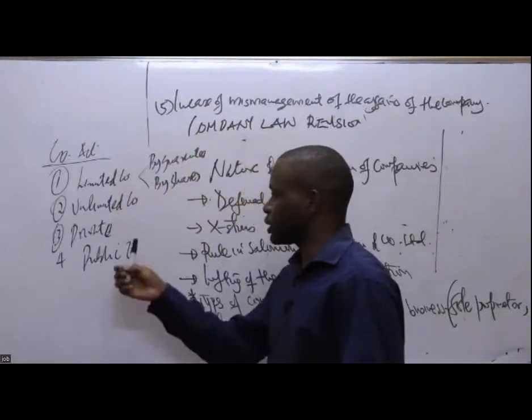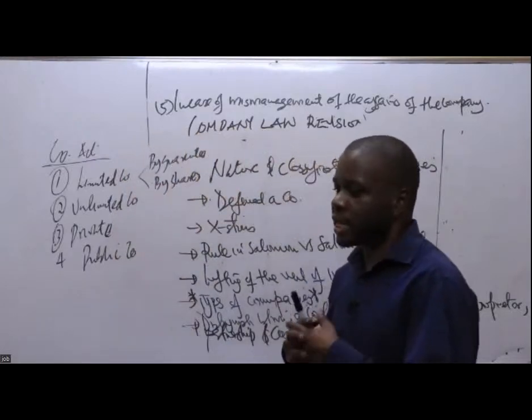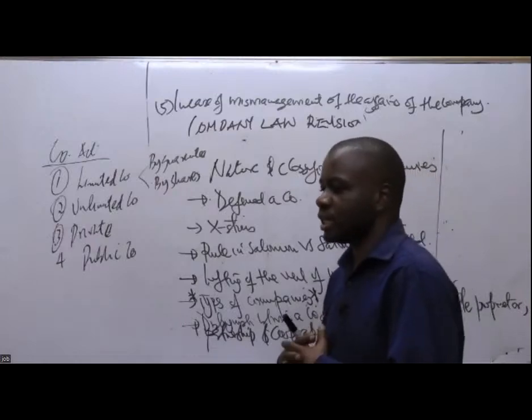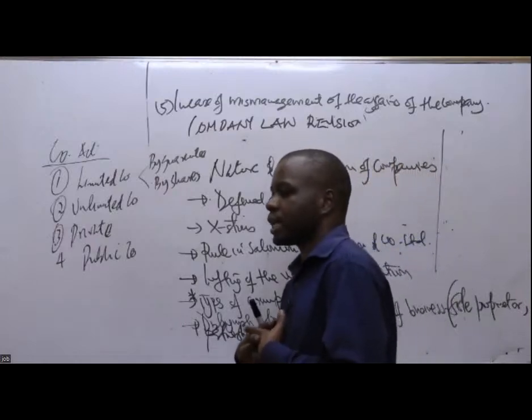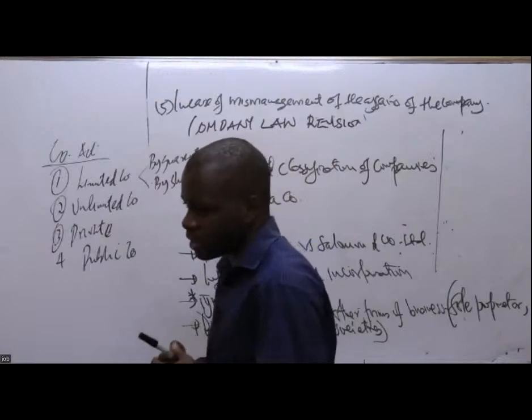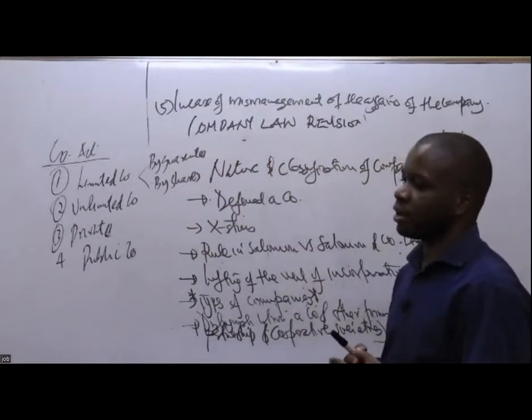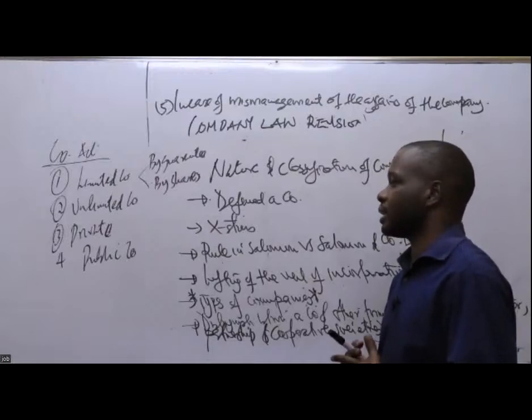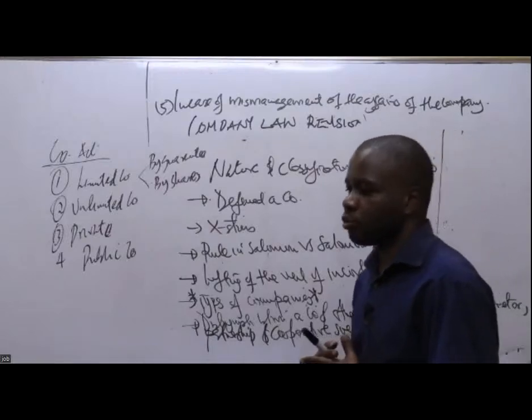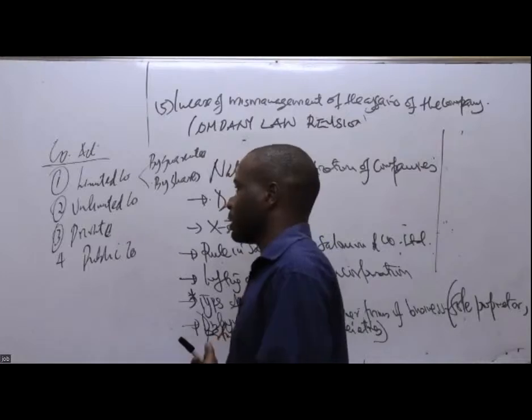It is just the opposite of unlimited, whereby now the liability of a member is not limited. The liability of a member is not actually limited. In case of liquidation, the assets of that particular shareholder or member can actually be attached or be utilized to pay the liabilities of the company.